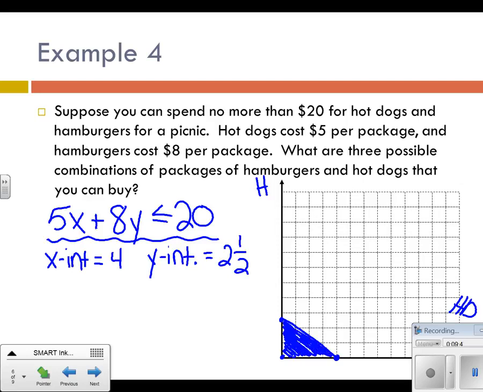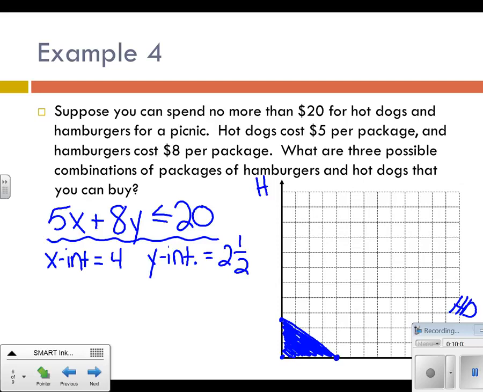So that's telling us everything below this line is going to be solutions to this inequality. So when we have to come up with 3 possible combinations of packages of hamburgers and hot dogs that you could buy, you want to pick points that fall in this little area that we have shaded.